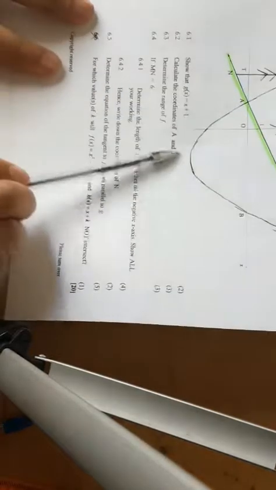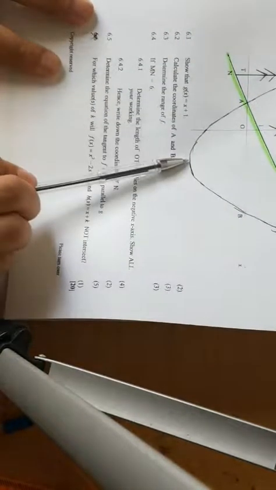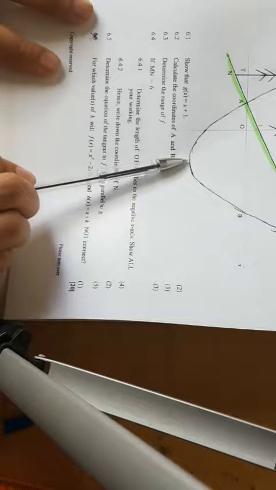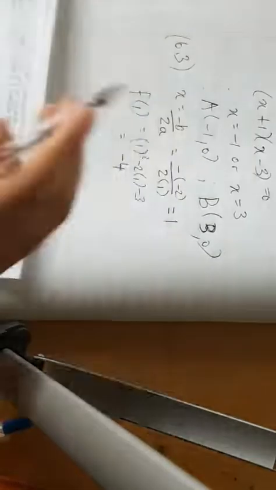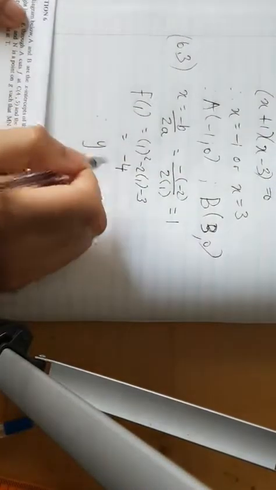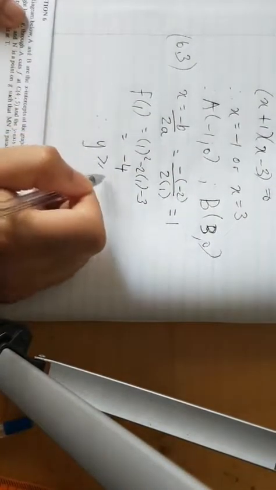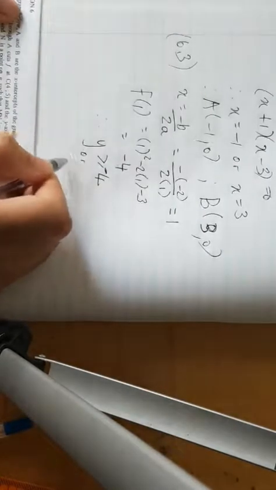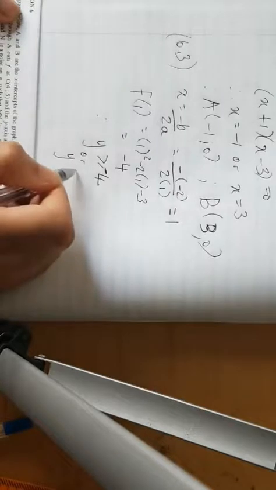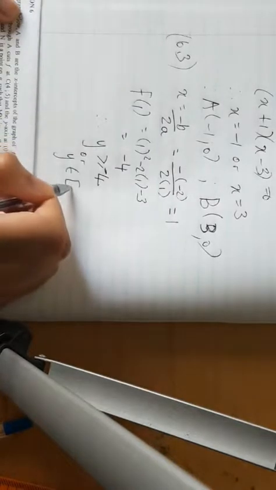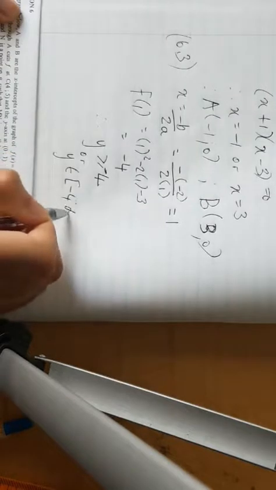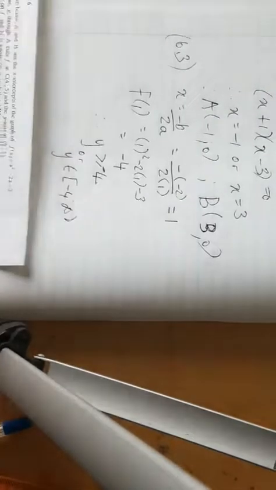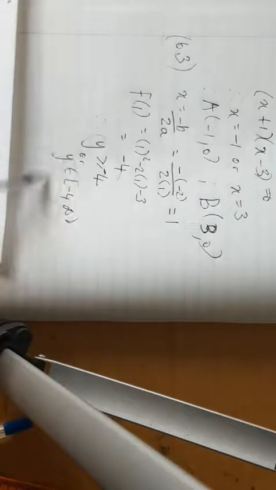But we are not looking for the turning point. We are looking for the range. If the turning point is (1; -4), that means the range of this graph is all the y values greater than or equal to -4. Or you can say y is an element of the interval from -4 to positive infinity. You can write it in this way or this way.